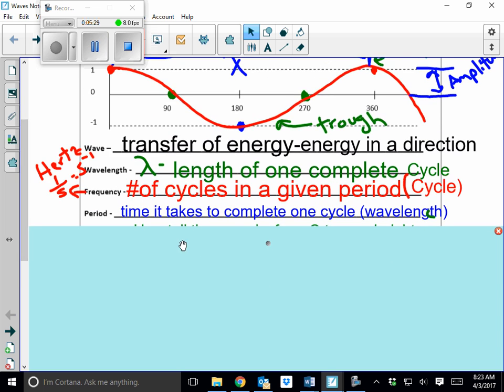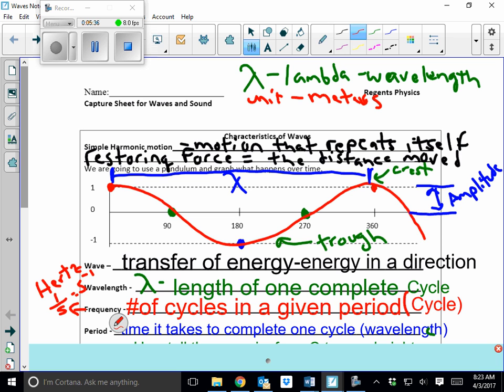And the equation for that is, I'm going to actually write this up on the top, T equals 1 over frequency. In the same way, frequency, if we cross multiply, is just 1 over period. They're related to each other. So frequency and period are related to each other, and that's how you find them. So period would measure in seconds because it's time, and frequency would measure in hertz, which would be 1 over seconds.